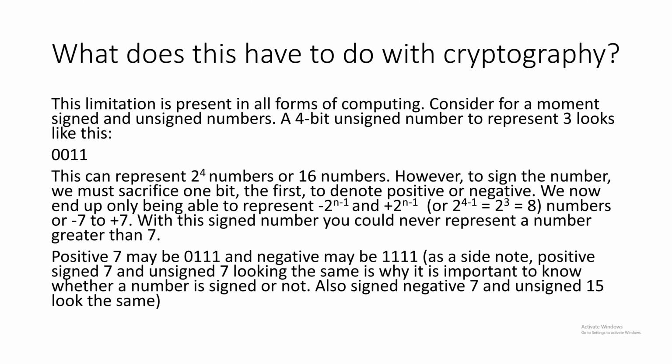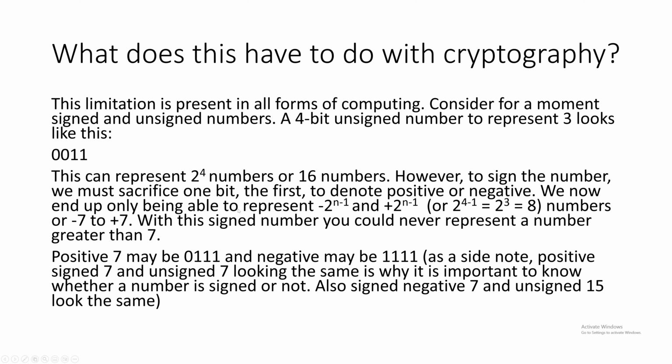So this limitation is present in all forms of computing. Consider for a moment signed and unsigned numbers. A 4-bit unsigned number to represent 3 looks like this, 0011. This can represent 2 to the power of 4 numbers, or 16 total numbers. However, to sign the number, we must sacrifice 1 bit, the first bit, to denote the positive or negativeness of the value. So usually, if this was a positive value, this would be 0. And if it was a negative value, this first high order bit would be 1.